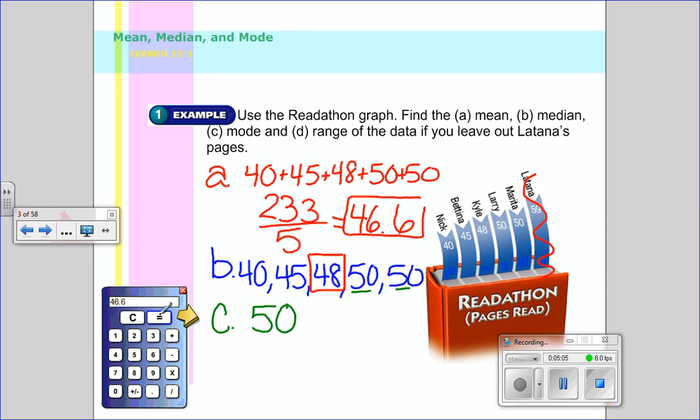And then finally, D, find the range when you take the greatest and the least number and subtract them. So our largest number is 50, our smallest is 40, so our range is 10. There we go. So there we did all 4 ideas of the measure of central tendency.